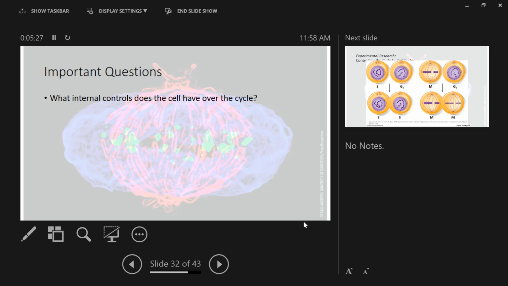What internal controls does the cell have over the cell cycle? And again, this is one we've already talked a little bit about. There are three main checkpoints. What are they? G1S, and what's the cell checking for there?